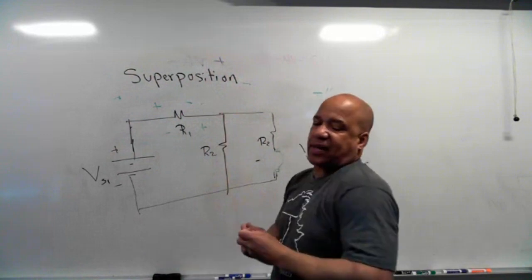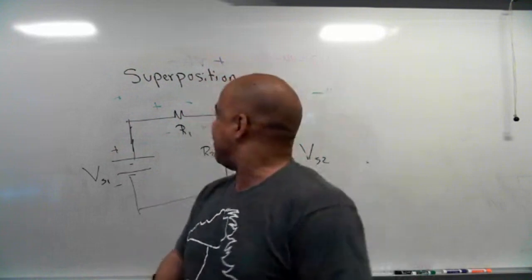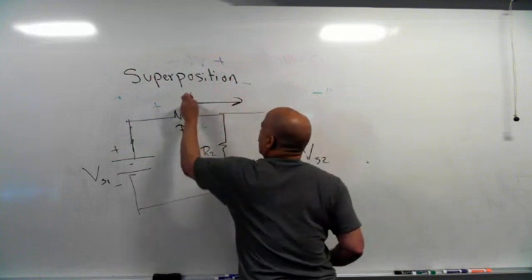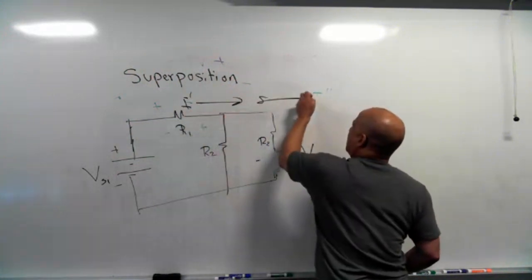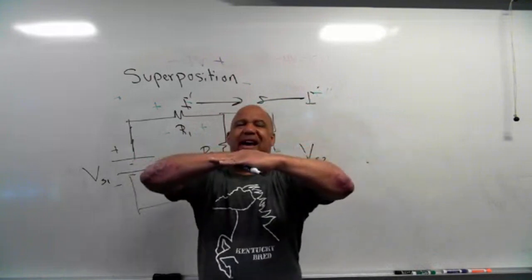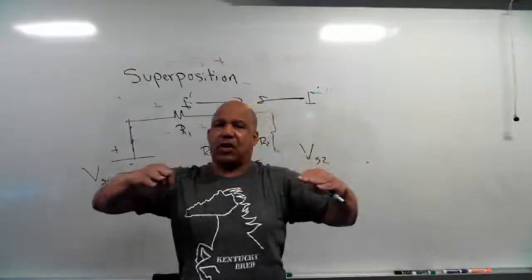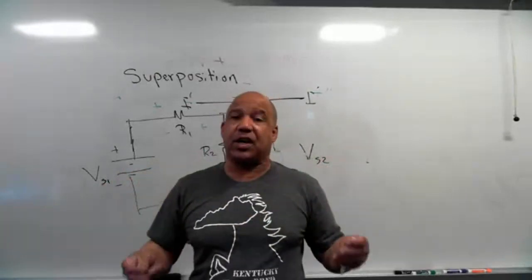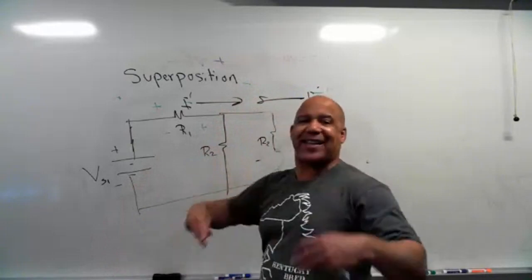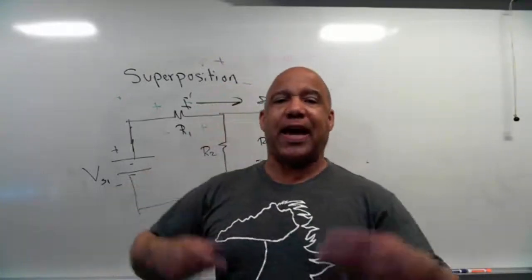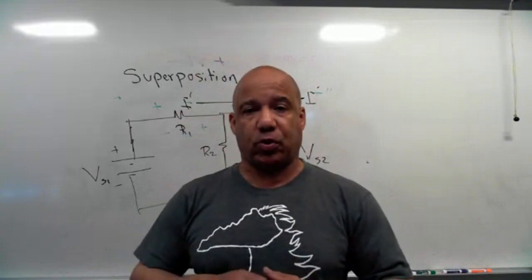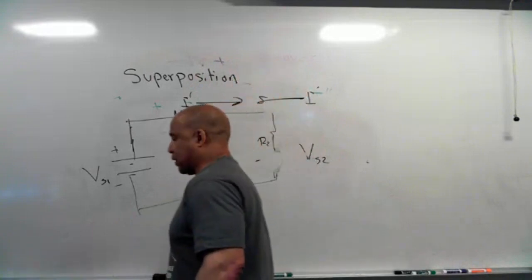That name, superposition, kind of comes from the idea that if I have a current going this way from one voltage source and a current going this way from another voltage source, you can superimpose those currents. If they're going opposite ways, that means there's a subtraction. If they're going the same way, that means there's an addition. You can superimpose currents and voltage drops to find the actual current through a device or the actual voltage across a device in the circuit if you have multiple sources. And so that's what I want to look at today.